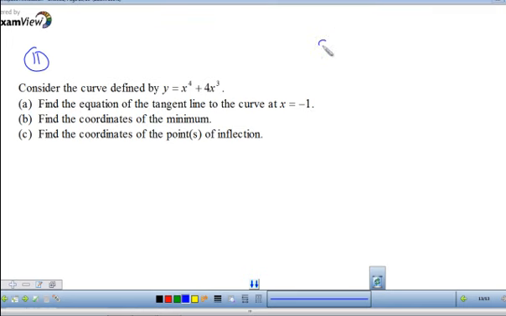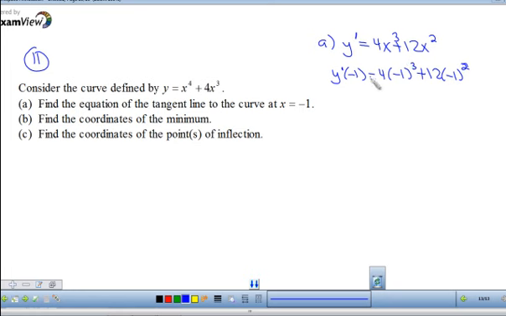Okay, so to find the equation of the tangent line, I need to find the slope at x equals negative 1, and I need to find the y value when x is negative 1. So part A, my derivative is 4x to the third plus 12x squared. So at negative 1, okay, I'm going to have negative 4 plus 12, which is 8. Okay, so that is my slope.